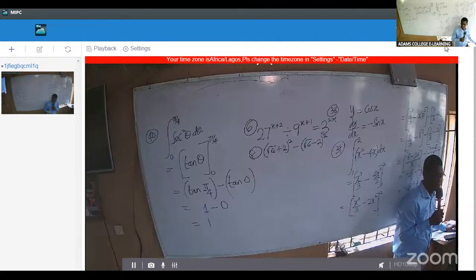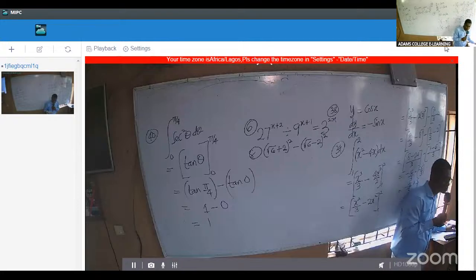Where's Minat? Where's Moyo? Moyo is not around. Moyo in middle floor is not around. Where's Precious Okeke? Not around. Who is in middle floor?